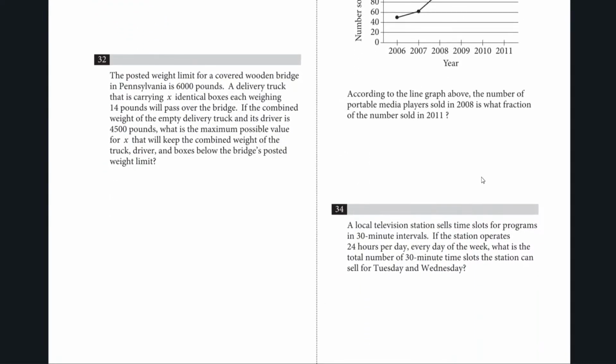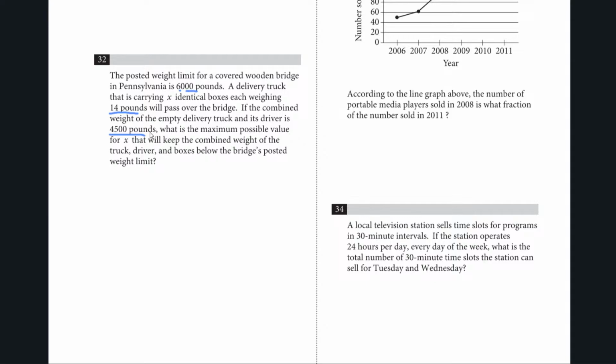The posted weight limit for a covered bridge in Pennsylvania is 6,000 pounds. A delivery truck is carrying X identical boxes, each weighing 14 pounds. If the combined weight of the empty delivery truck and its driver is 4,500 pounds, what is the maximum possible value of X, the number of boxes? So we're looking for how many boxes we can fit into 1,500 pounds.